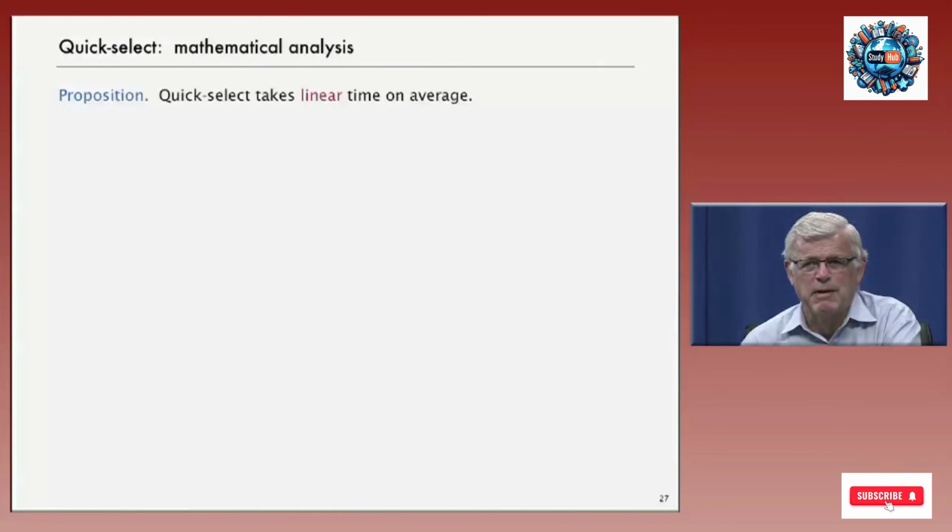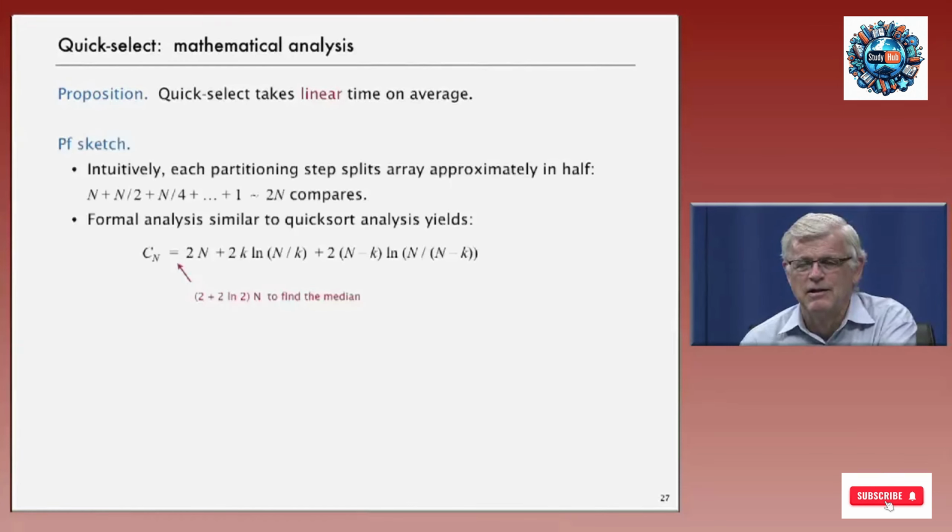All right, so there needs to be a mathematical analysis to characterize the running time of this program. And the fact is that quick select, this method, takes linear time on the average. We won't give the full proof. It's actually quite a bit more complicated than the one just done for quicksort. But intuitively, we can see kind of what happens. Each partitioning step maybe splits the array approximately in half. So that means if it did exactly half, you'd have n plus n over 2 plus n over 4 and so forth, which adds up to about 2n compares, so linear cost.